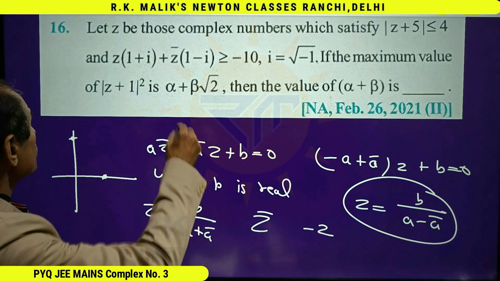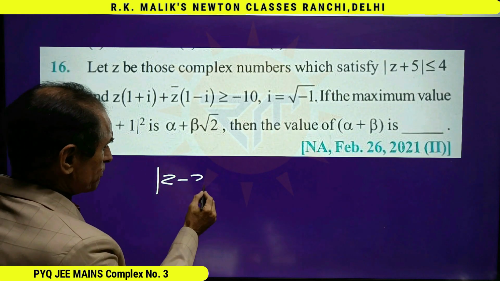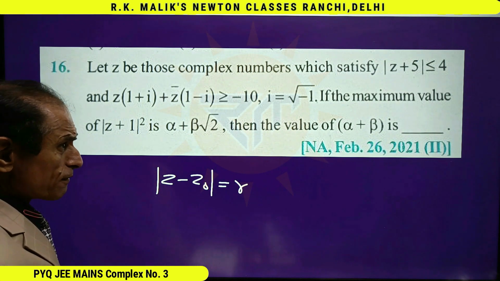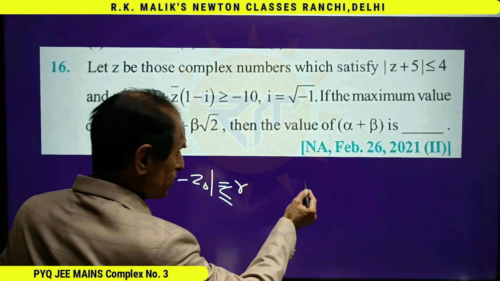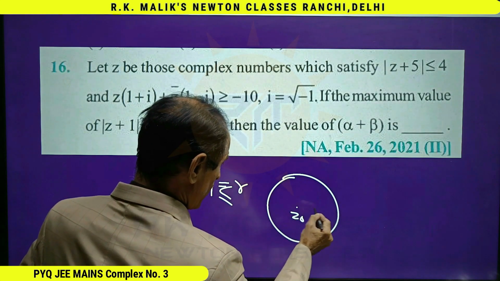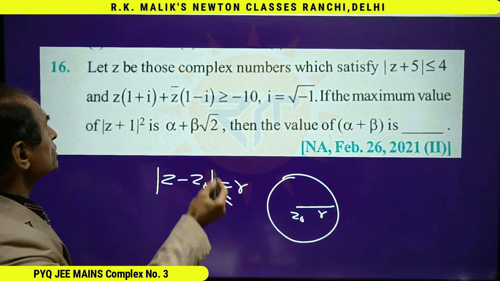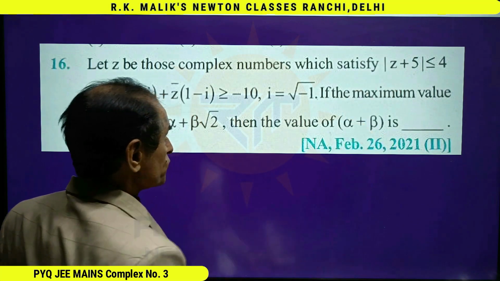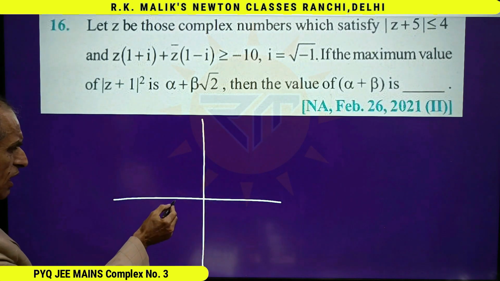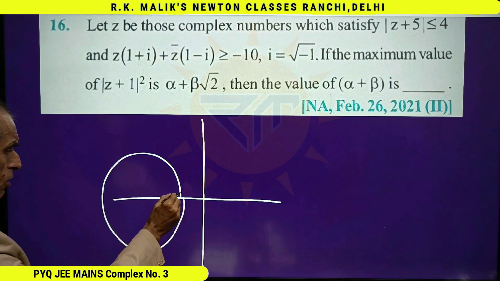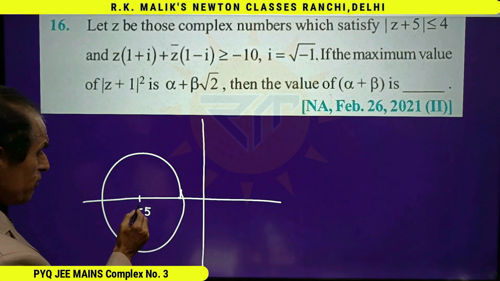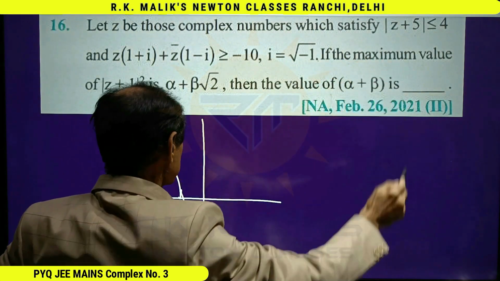You must know these steps. We also know that the equation mod of z minus z0 equal to r represents a circle with center z0 and radius r. And if it is less than or equal to r, then it represents all the points inside also and the boundary also, with center z0 and radius r. All these things you must know. Now let us draw the diagram. Mod of z plus 5 less than or equal to 4 means z will lie anywhere on the circle or inside the circle with center minus 5 and radius 4, because less than or equal to 4 is given to you.